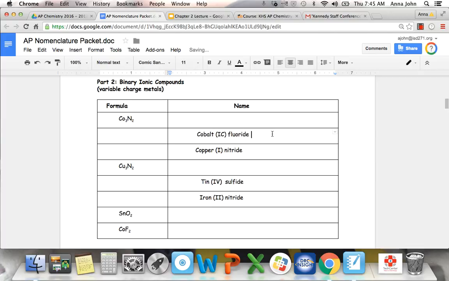Cobalt is going to be a +1. And then fluorine is a -1 because it's in group 7. And so when we crisscross, we don't write 1s. And so our formula would be CoF.